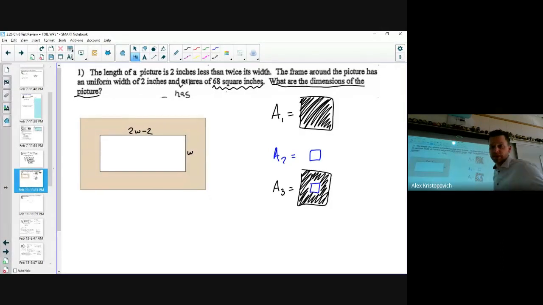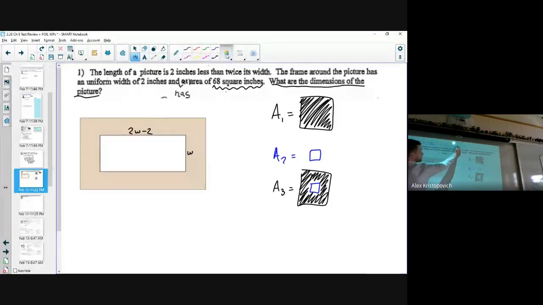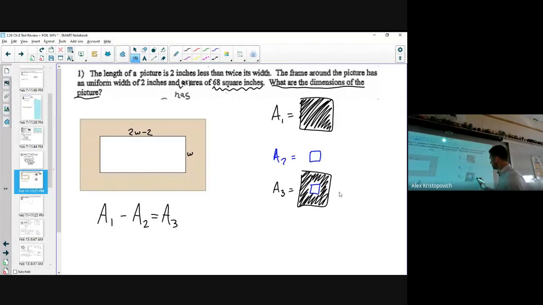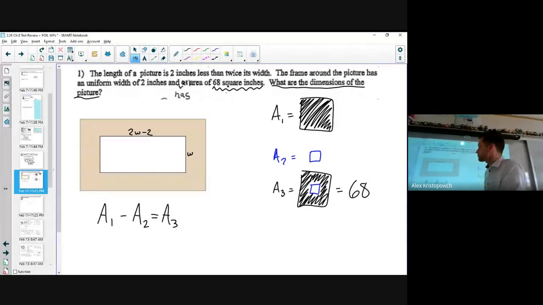So now we have something like an equation. Let me go ahead and write that down. We have A1. I think I'm on black. Yep. A1 minus A2 is equal to A3. That's what we're looking for. Let's write down what some of these are. So we know, like I said, A3, the area of the picture frame, is 68. That's what we're using to derive this whole equation.